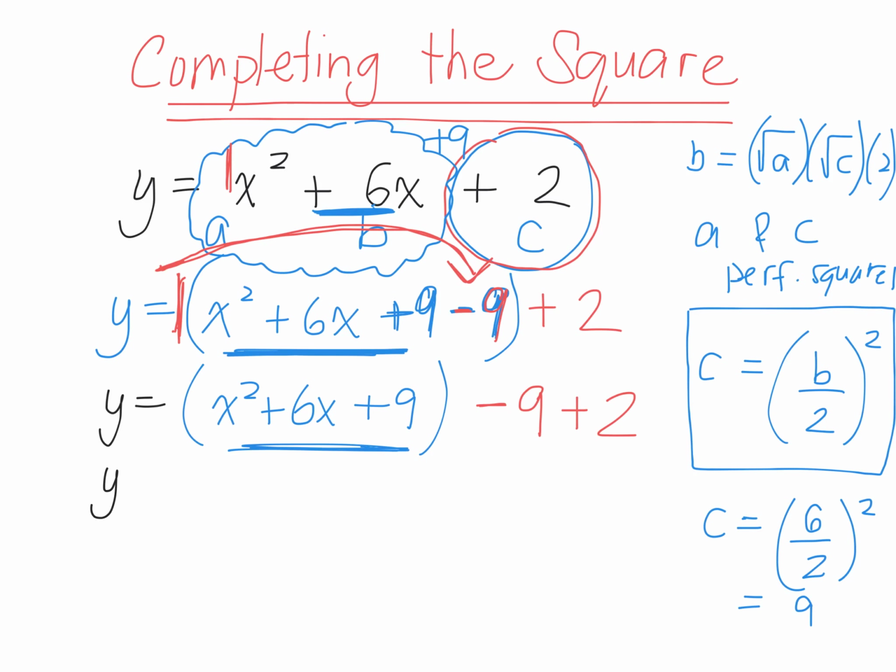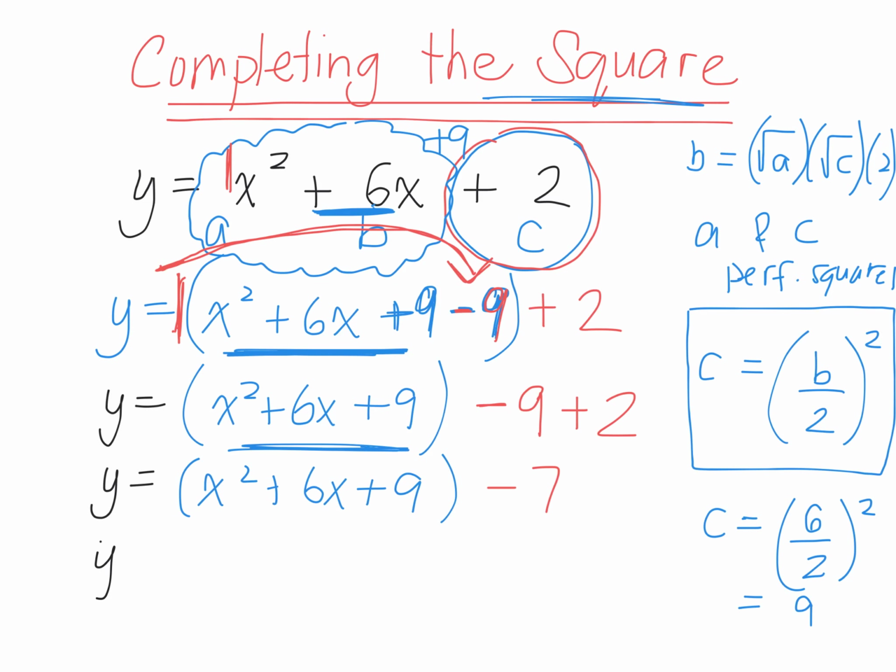Okay, so we're going to simplify. We're going to leave this perfect square trinomial. I've just created a perfect square trinomial, and now let's simplify. What's negative 9 plus 2? Good. We were trying to complete the square. We were trying to make a perfect square trinomial so it's easy to factor.